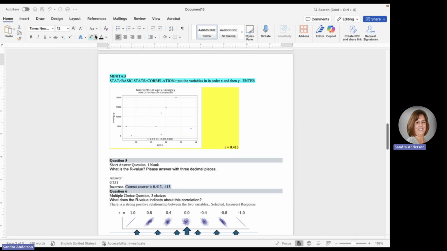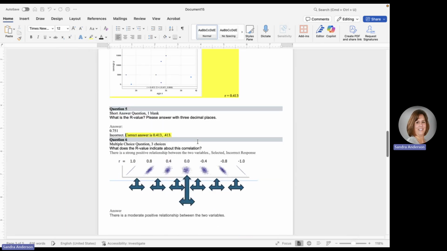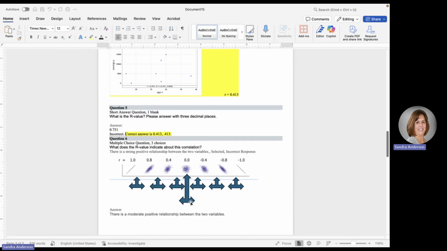What I also want you to realize is that I'll review that for you. If R is 0, that means there's no correlation.